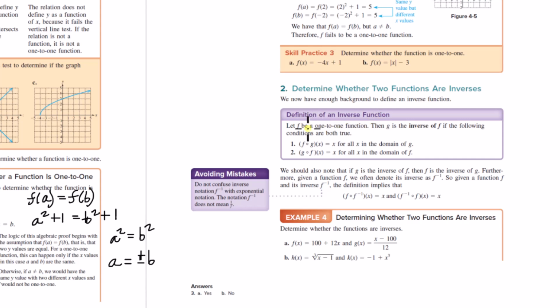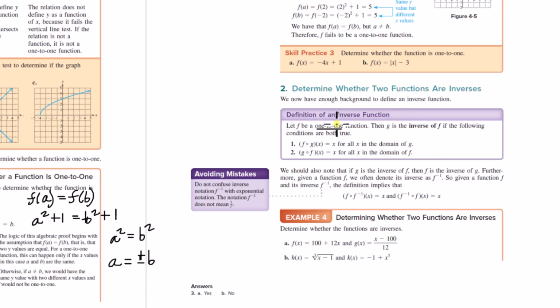Definition of an inverse function: let f be a one-to-one function. Then g is the inverse of f if the following conditions are both true. f of g of x is equal to x for all x in the domain of g. g of f of x is equal to x for all x in the domain of f.